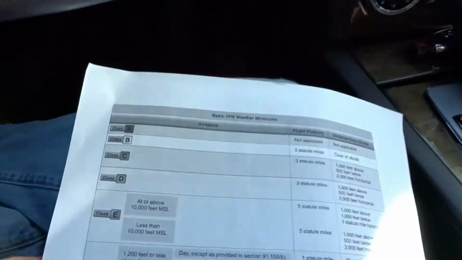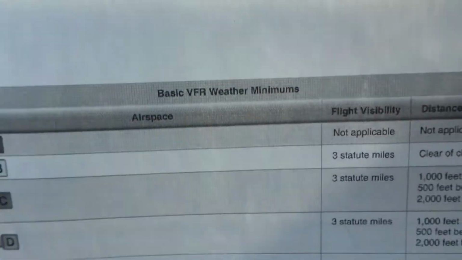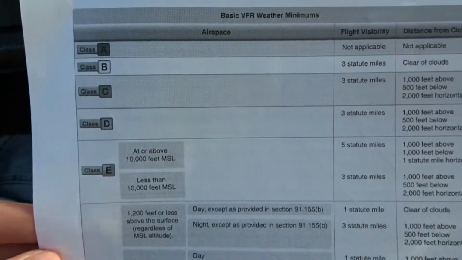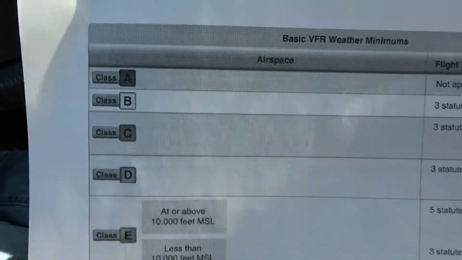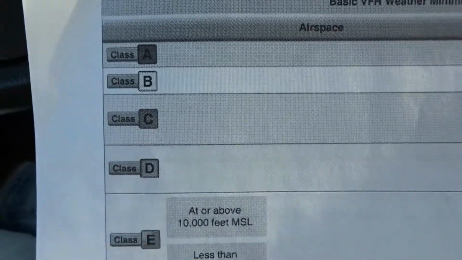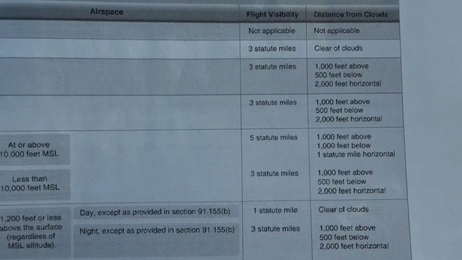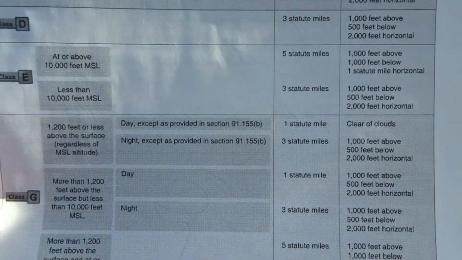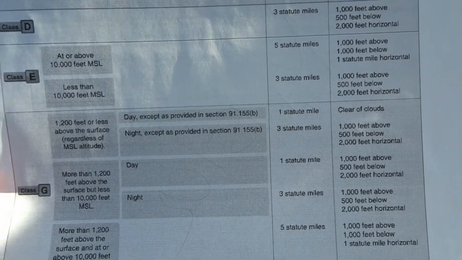So let's take a look at a few of the things that I'm studying right now. Let's take a look, guys and gals, at a few of these things. I don't want to get too complicated, too heavy with this information, but basically I had to memorize this whole chart. What this chart tells me is different types of airspace. In different types of airspace, they're invisible, you can't see them, how far away you have to be from clouds. That's basically it. That's the best explanation I can give to you.